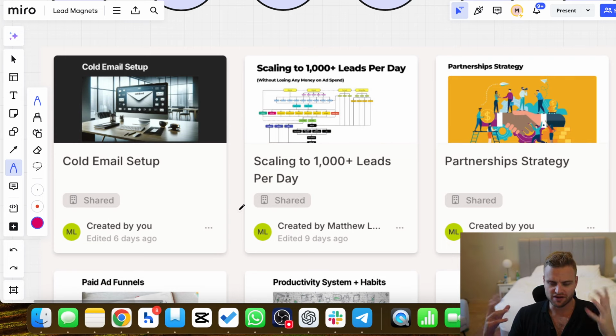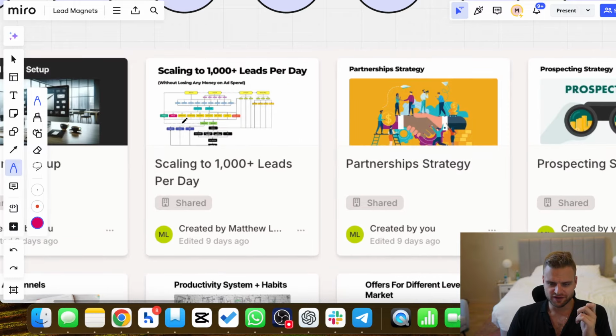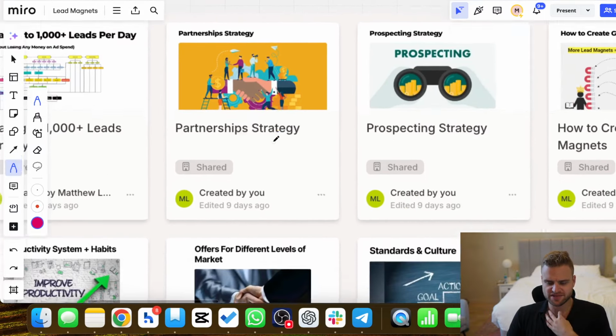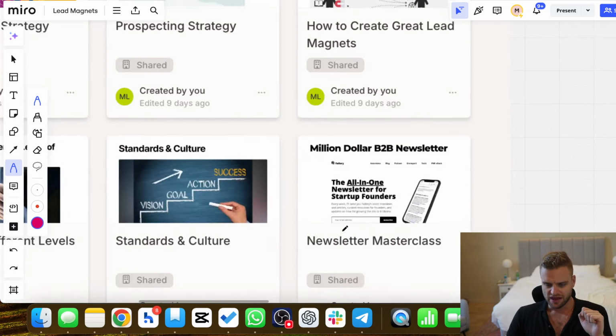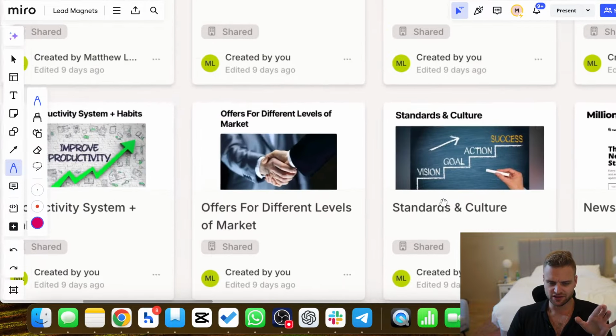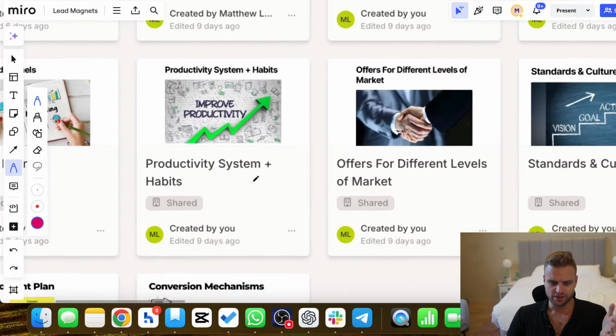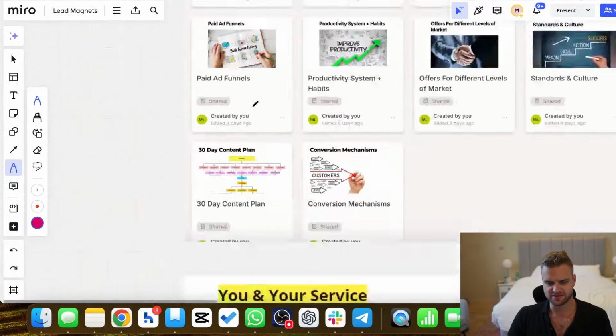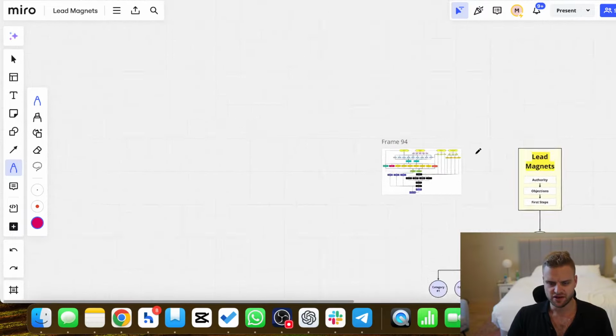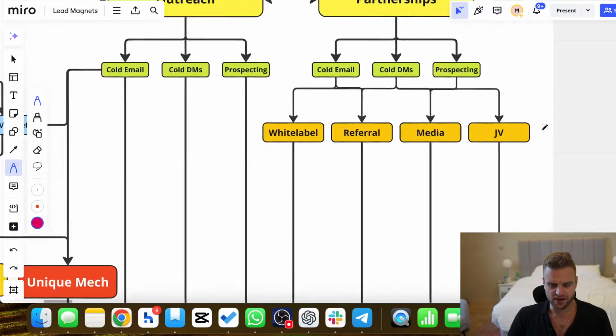So what are some of these categories? We have cold email. We just have the overall funnel. We have our partnerships. We have our prospecting. We have a lead magnet about how to create lead magnets, funny enough. We have the newsletter. We have standards and culture. We have offers. We have productivity, paid ads, content, and conversion mechanisms. So if you go back to the drawing over here, like that's what our lead magnets are.